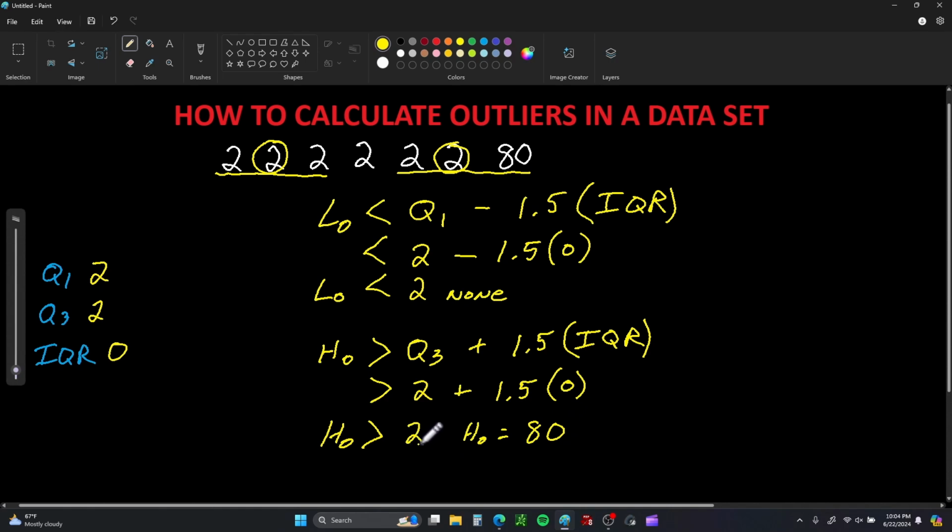So this 2 here isn't a member of the set. High outliers are greater than 2. It's just telling you this is the threshold where a number would become an outlier. And 80 is an outlier.